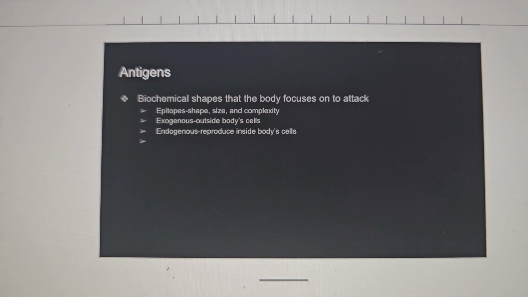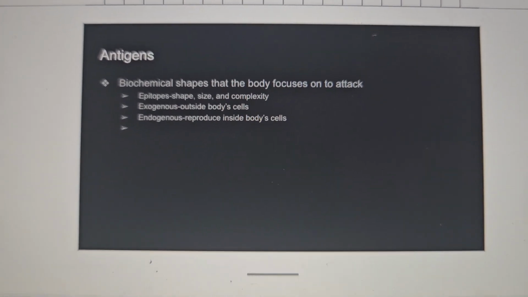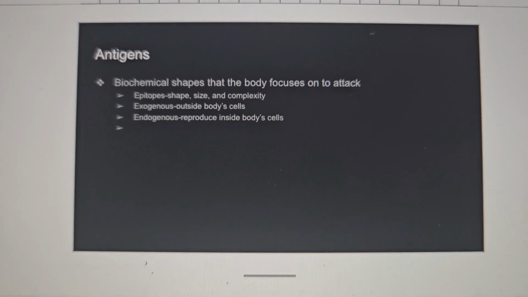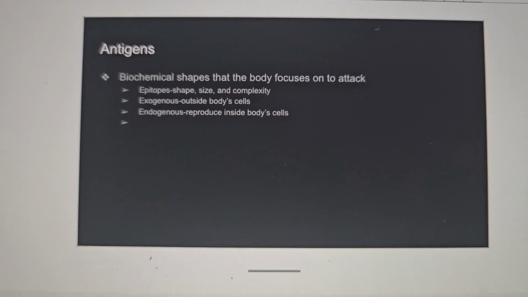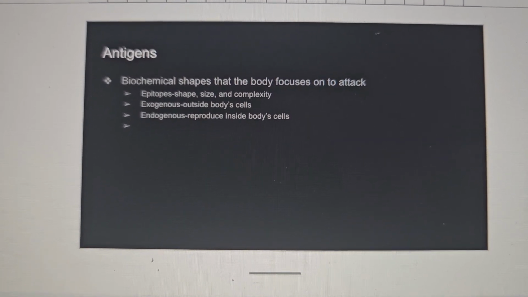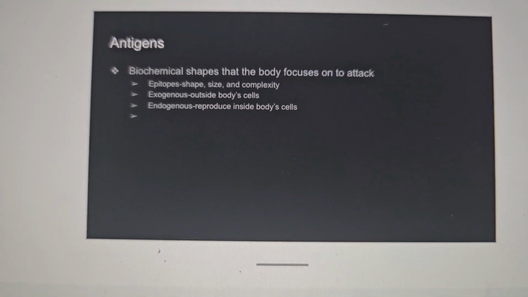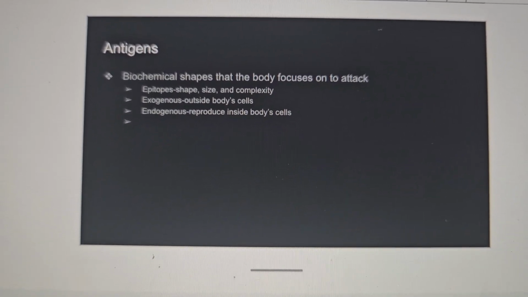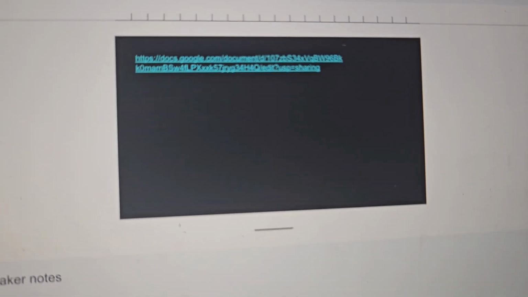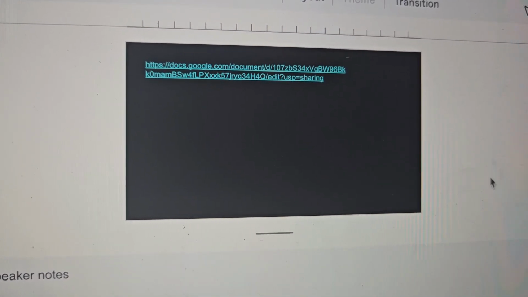So antigens are biochemical shapes that the body focuses on to attack. They are described based on their epitopes, so shape, size, and complexity. Exogenous means outside the body's cells. Endogenous means the bacteria or microbes reproduce inside the body's cells. And then the last part we are going to talk about is we're going to go through the flowchart.